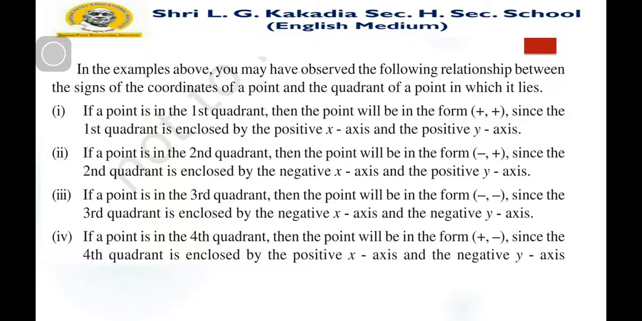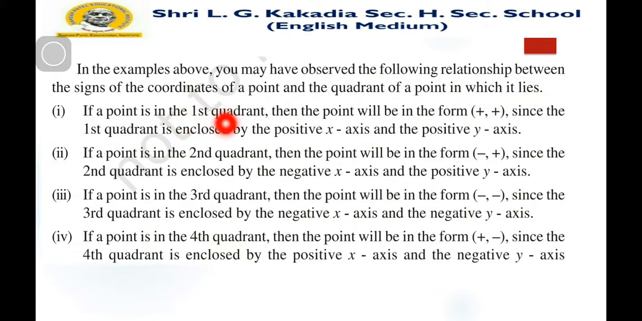Now about the point, what is the property of a point in the quadrant? We studied in the previous slide the distance from the x-axis if the given point is on the x-axis or y-axis. But now about the quadrant, if the given point is in the quadrant, then what is the property and how does it behave? In the example above, you may have observed the following relationship between the sign of the coordinates of the point and the quadrant of the point in which it lies.